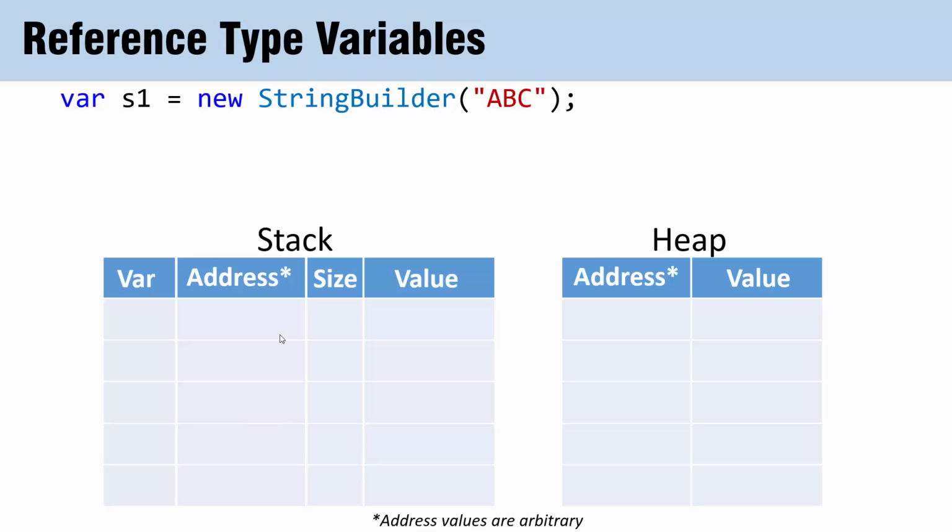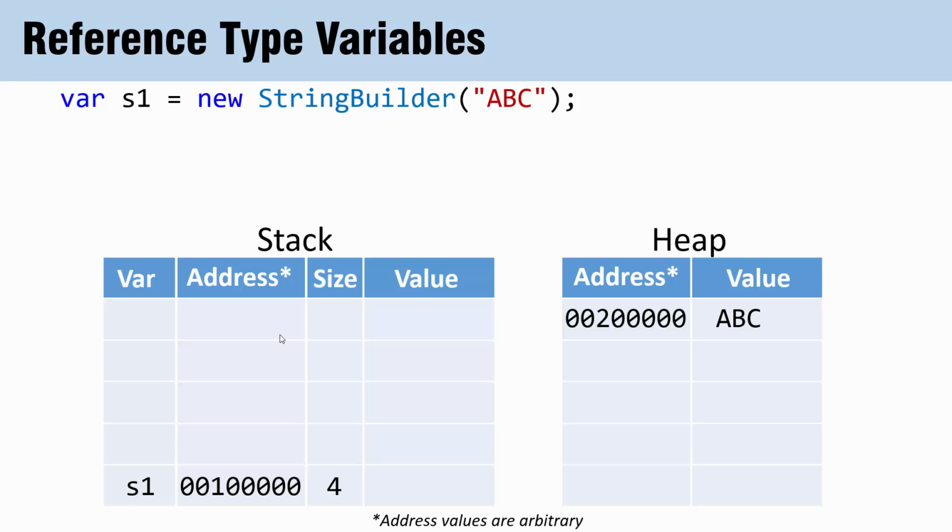If we start with a StringBuilder, which is a reference type variable, it will again be allocated in the stack, just like any other value type variable. So we have the allocation of S1, it's at some arbitrary address, and we give it the size of 4. That is not actually the actual size that's stored in the stack. However, in a 32-bit operating system, we are going to assume that the size corresponds to a location in memory. Because what happens is the value ABC is stored in the heap at some, again, arbitrary location.